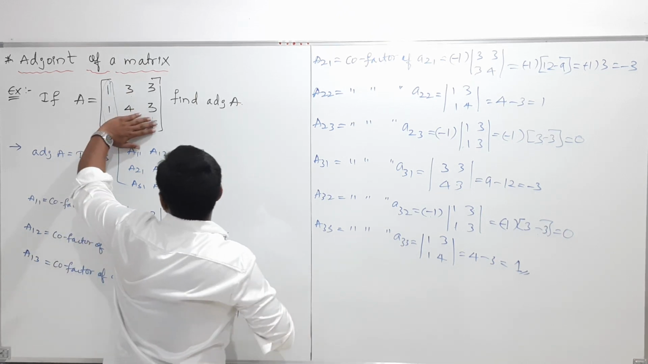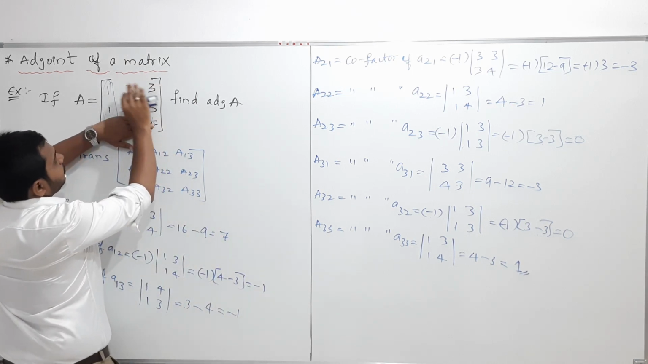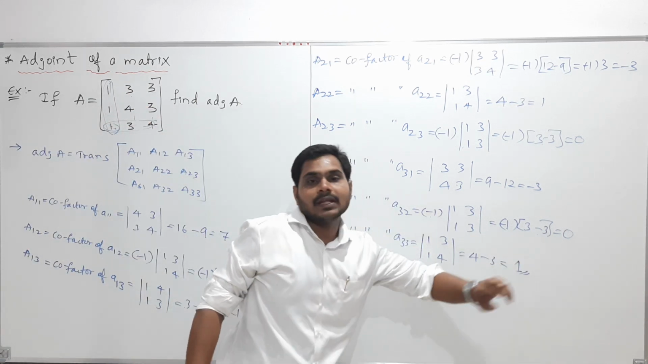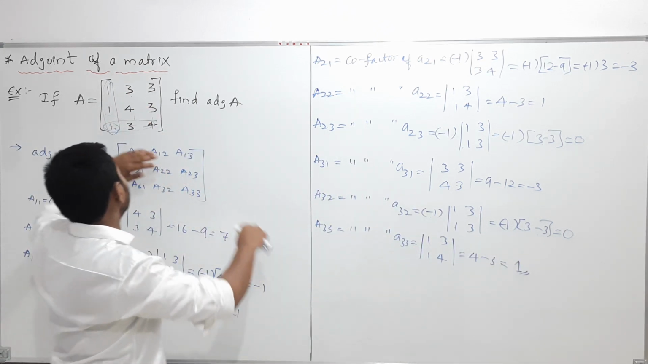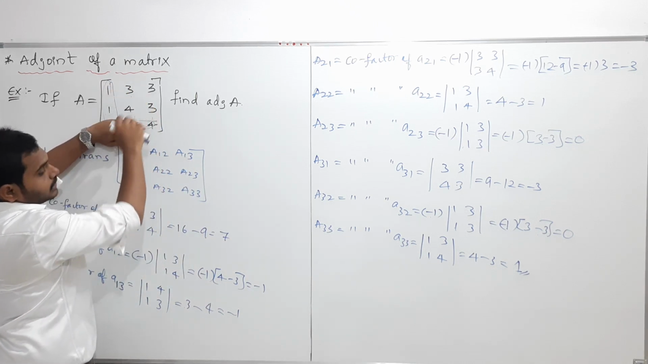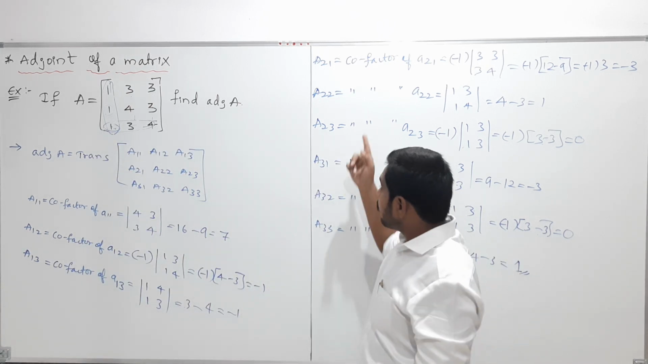And next, for A33, leave this row and this column. So what is remaining? 4 into 1 is 4, minus 3 into 1 is 3, so 4 minus 3 is equal to 1. Like this you can calculate. Only in your mind you should delete the row and column, and calculate the remaining elements like this. So this is all about the cofactors.